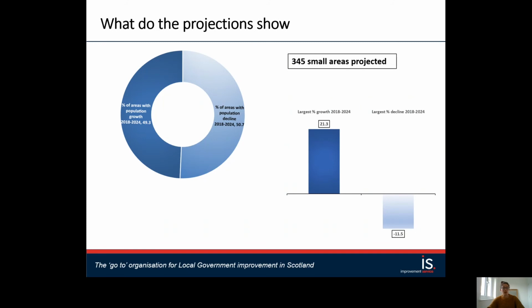So you'll have some areas where there's expected to be a lot of people moving into the area, or you might have areas where people are likely to move out and there's a higher number of deaths in the area perhaps. So this just gives you a sense of how these different populations are expected to change.